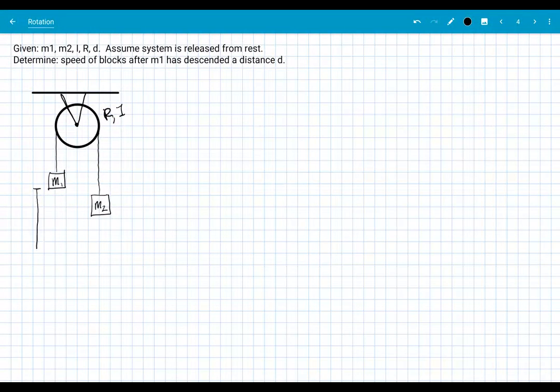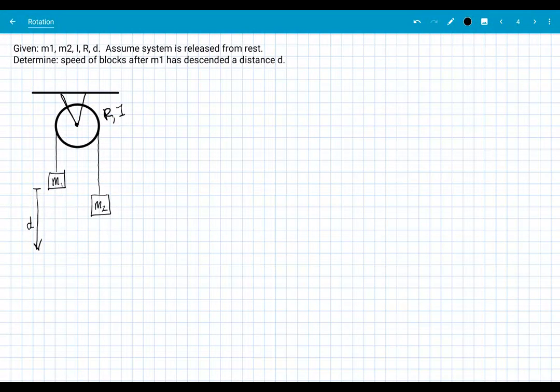Let's just say it's going to descend through some distance d, and I want to know how fast the blocks are going at that point. Cool. So this is a problem that, again, you've done before, but the pulley was massless then. Now obviously the pulley does have mass, so that changes things. So we need to consider torque here as well.